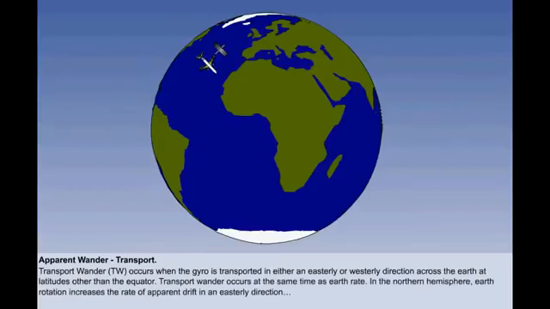Transport wander occurs at the same time as Earth rate, and in the northern hemisphere, the effect of the Earth rotation will increase the rate of apparent drift in an easterly direction, because the aircraft and Earth are both moving in the same direction.